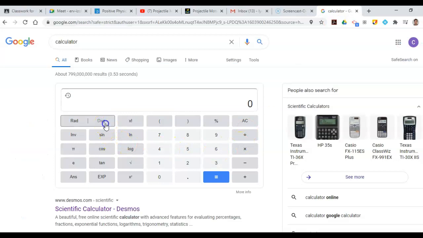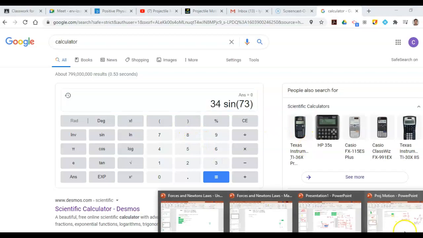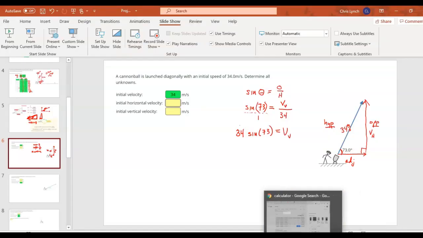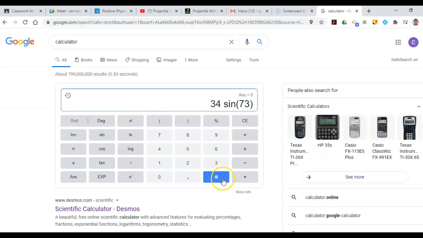We need to make sure we're in degree mode. There are two ways to handle angles, so make sure degrees is turned on or highlighted. So we said 34 times sine of 73. Then we put that into our calculator, and we get an answer, 32.51, or we could probably get away with 32.5.